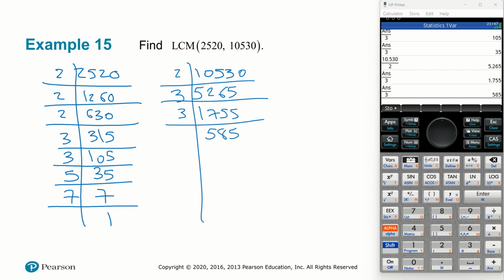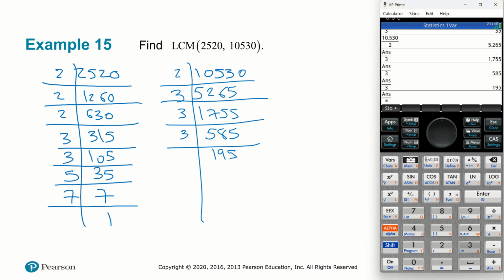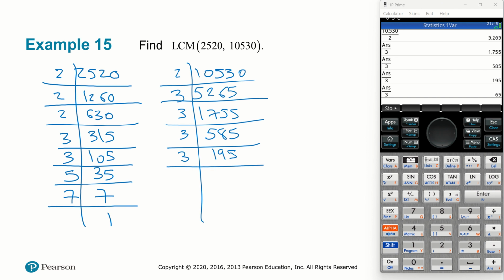and 585, that's 10 and 8 is 18. Again, we can divide by 3. So one more 3 gives me 195. Now 1 plus 9 is 10 plus 5 is 15, which is divisible by 3. So 195 is going to be divisible by 3. So I divide by 3 again, I get 65.